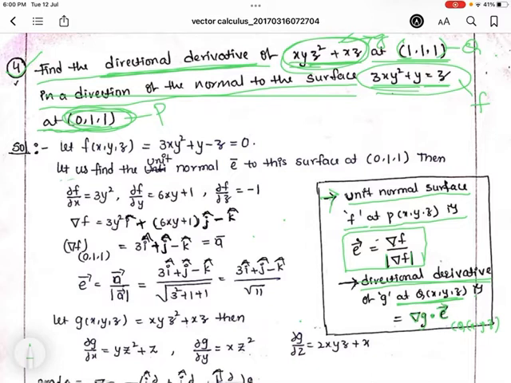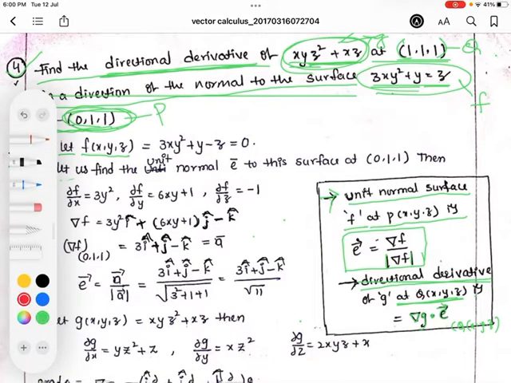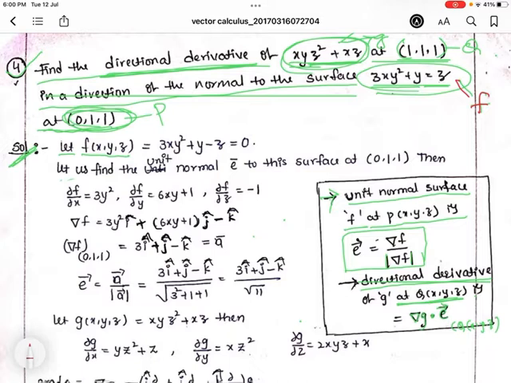Now we are going into the problem. What is the function f? Already we mentioned this is the function f. Let f of x comma y comma z be equal to 3xy square plus y equal to z. Taking z to the left side, we get 3xy square plus y minus z equal to 0. This is our function f of x comma y comma z.